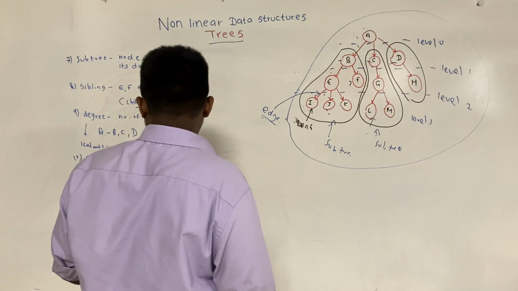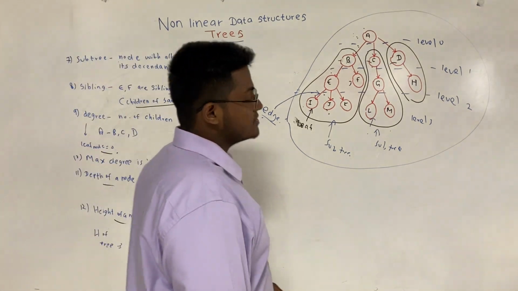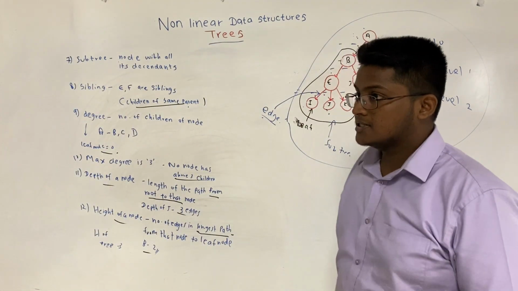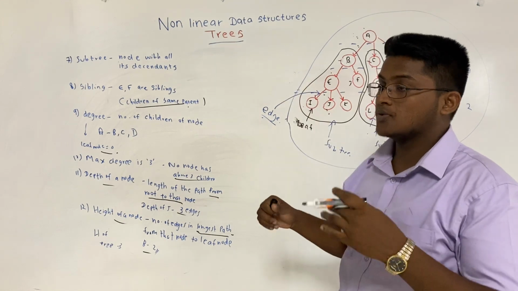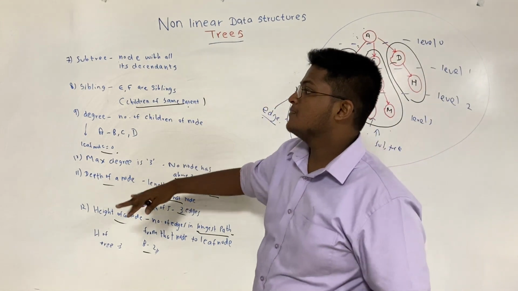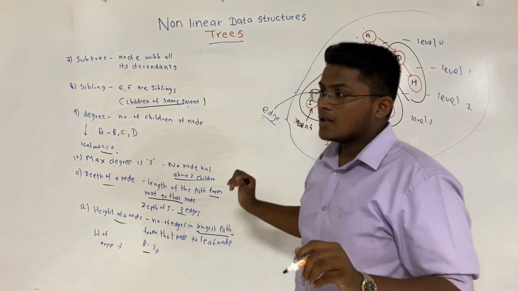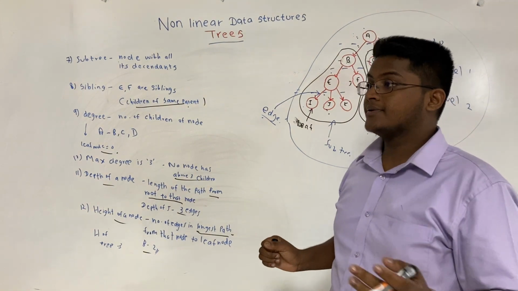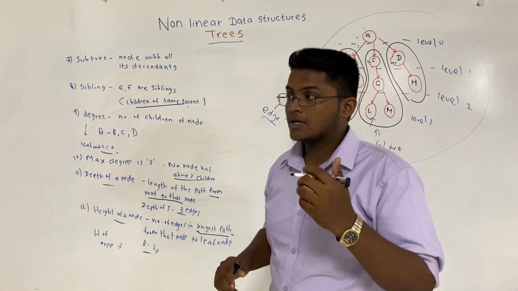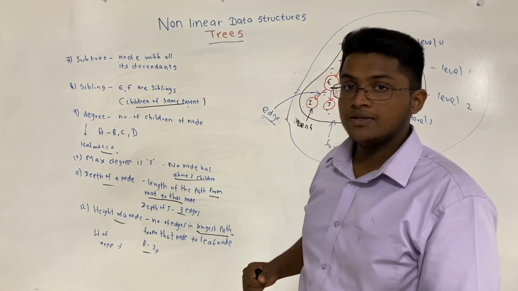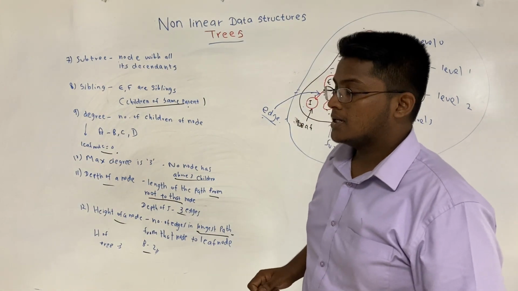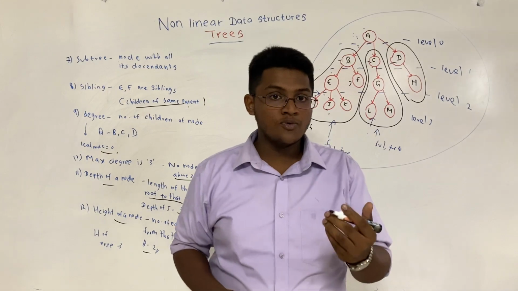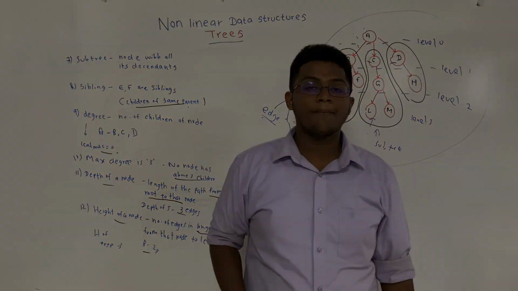So those are the things that I'm going to describe to you to get some knowledge about what is meant by trees. The trees have binary trees, and the binary trees consist of complete binary, full binary, those things. So next we will move on with binary trees.